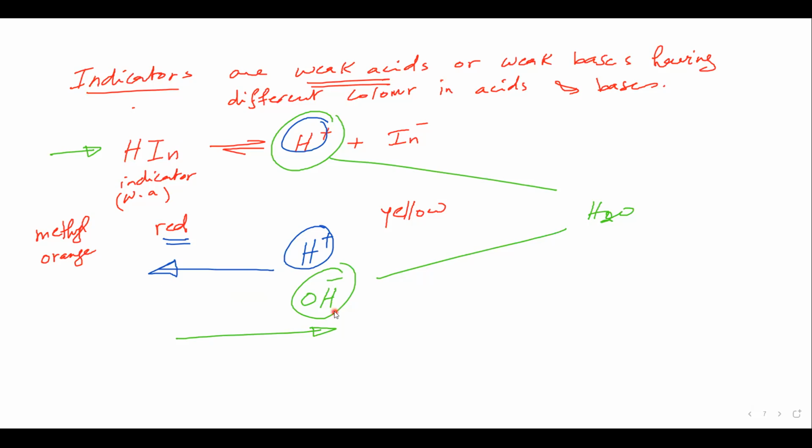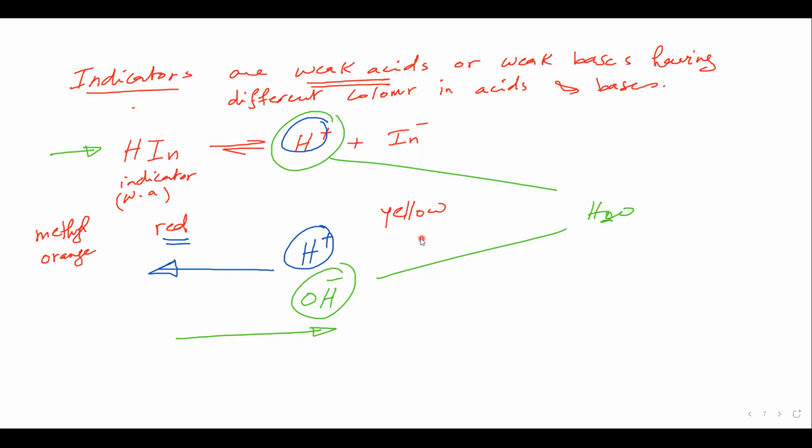In alkaline medium, the OH negative ion will react with the H positive forming water, so there will be a loss in the amount of H positive in the equilibrium, and so the equilibrium position shifts to the right-hand side to produce more H positive, and so it moves towards the formation of more IN negative, which has a yellow color.